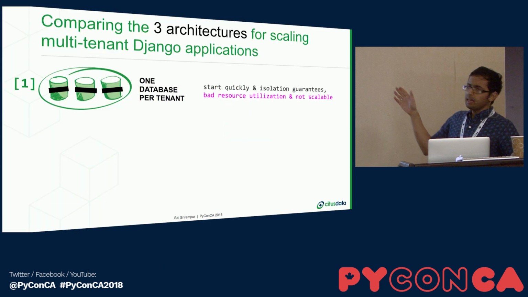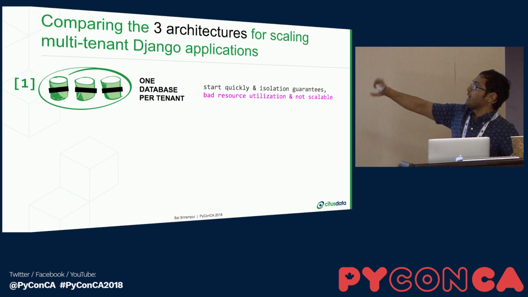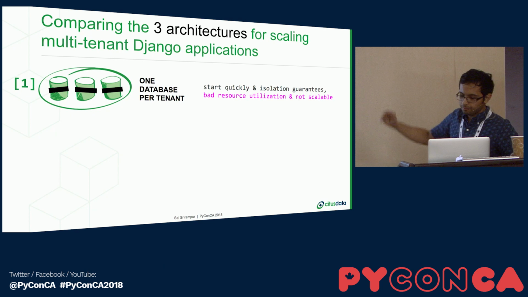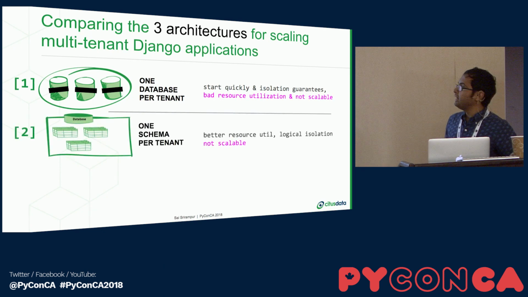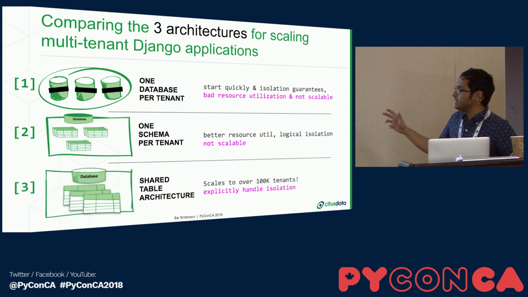So I have a summary slide here which talks about all the architectures. With one database per tenant, you start quickly and get isolation guarantees, but you have bad resource utilization and it's not that scalable. The second is one schema per tenant. You have better resource utilization compared to one database per tenant, and it also provides logical isolation, but it's not that scalable. And the third is the shared table architecture. This approach is the most scalable. It scales to over, say, 100,000 tenants, but the problem is you need to explicitly make your app code handle isolation. So that is one very important thing which this model requires.